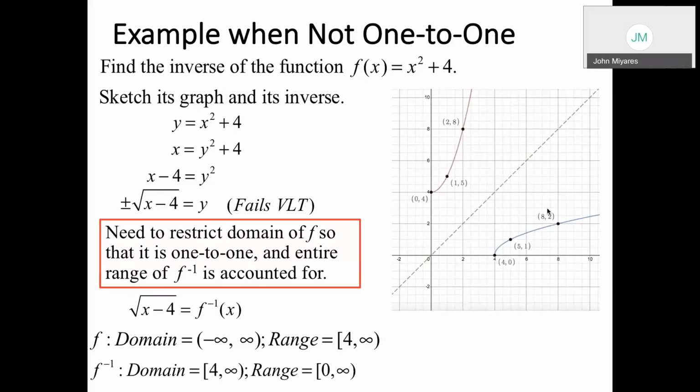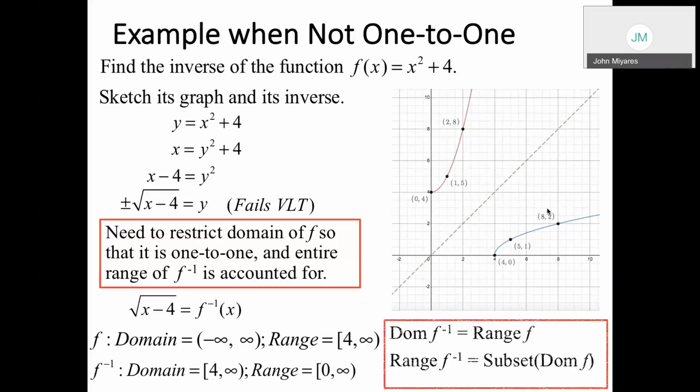As a general rule, what you're going to see is that when you're trying to find the domain of an inverse function, it will always be the same as the range of the original function when you reverse the x's and the y's. However, when you want to find the range of the inverse, it always must be some subset of the domain of the original function f in order to guarantee that it won't fail the vertical line test.